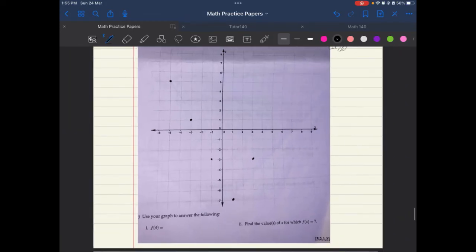So now connect it. I don't know what's going on with my pen. So let's connect it.